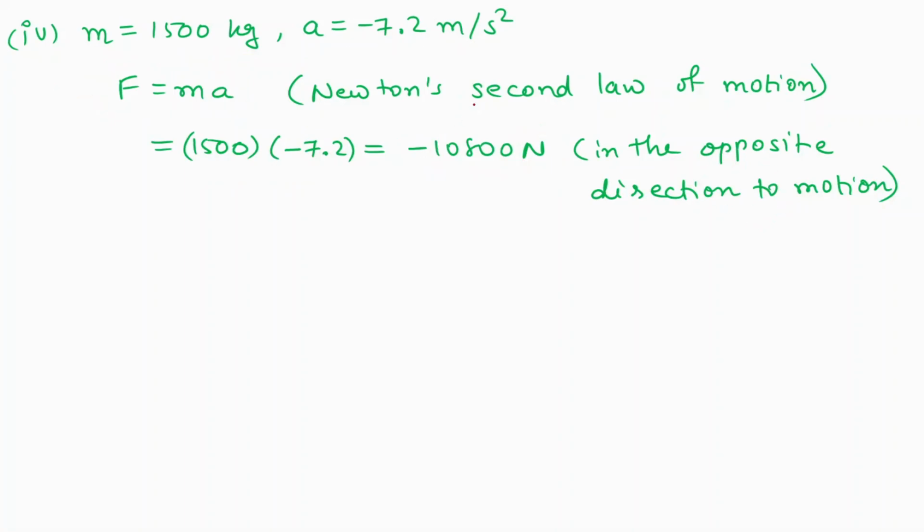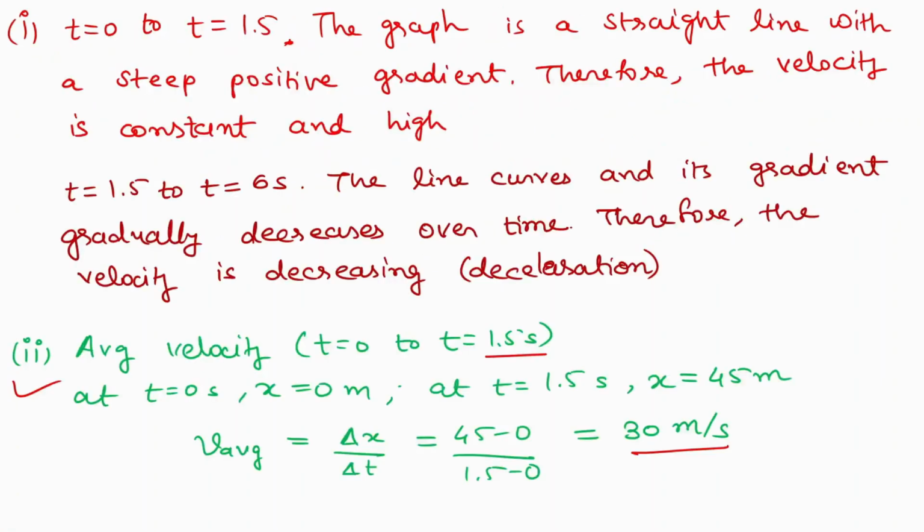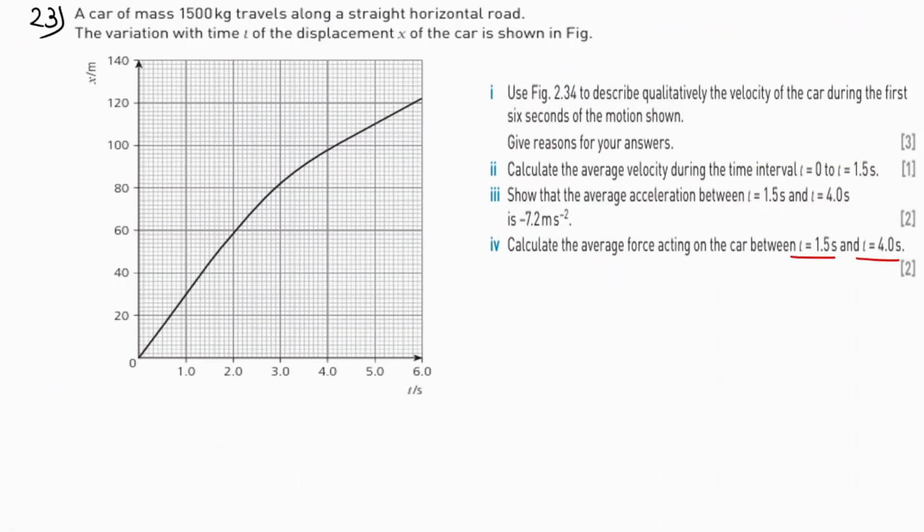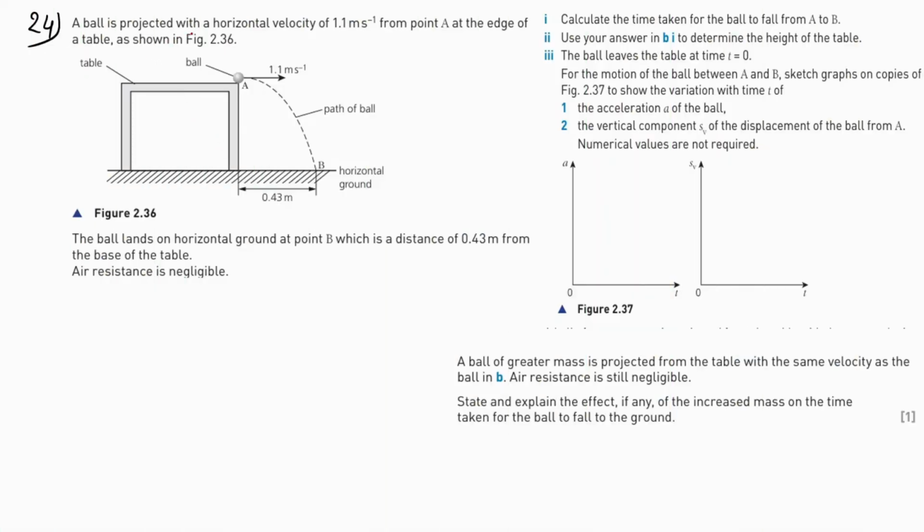So, this was question number 4. Now it's about question number 23, and we have four subparts of question number 23. It says a ball is projected with a horizontal velocity of 1.1 meters per second from the edge, point A, of the table.